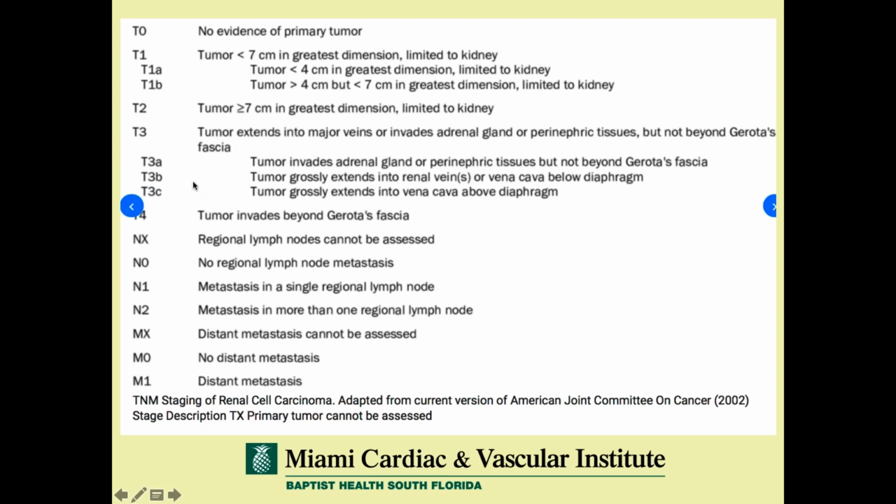When you start having tumors that extend beyond the kidney and Gerota's fascia, then you start getting into T3 tumors. And again, these are divided as to whether it involves a renal vein, the cava, or extends to the adrenal gland or beyond Gerota's fascia. When we look at lymphadenopathy, it's really binary: if we have one regional lymph node or more than one, N1 and N2, and distant metastases.